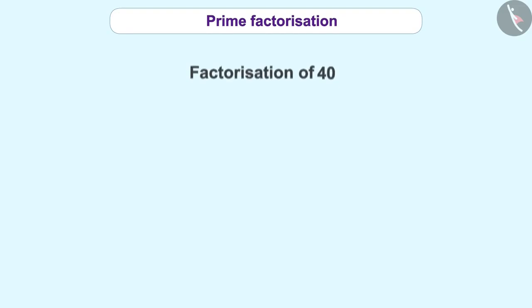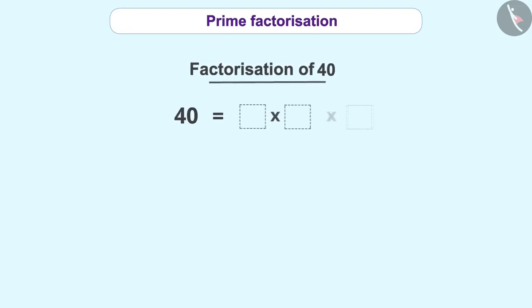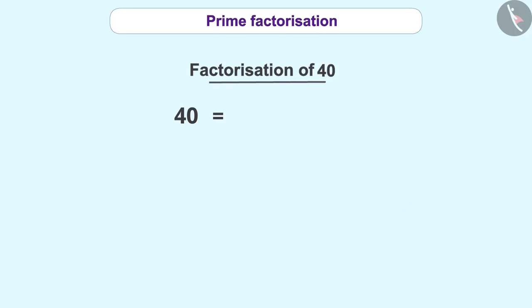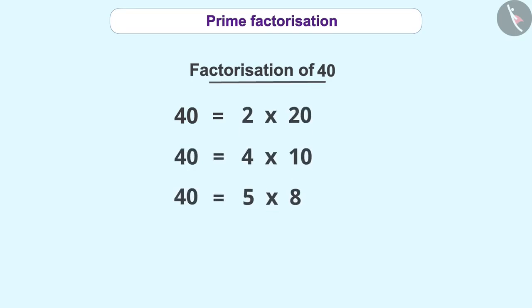Let's factorize the number 40. Can you express 40 as a product of two or more numbers? Try it. Upon trying, you must have understood that 40's factorization can be done in different ways, like 2 multiplied by 20, 4 multiplied by 10, 5 multiplied by 8, etc.